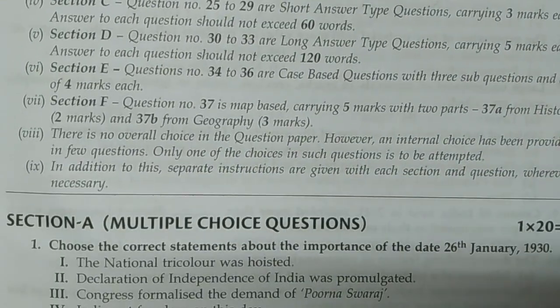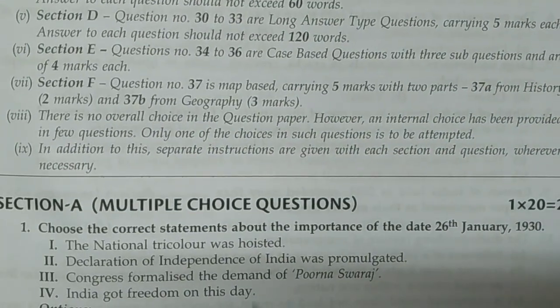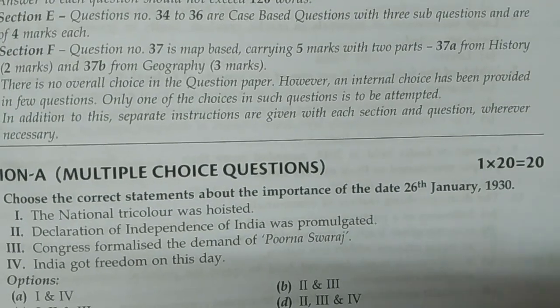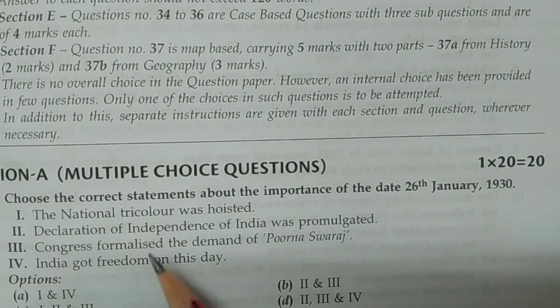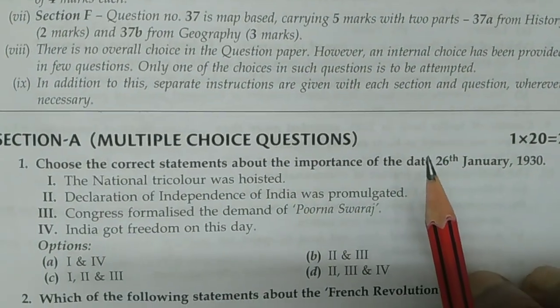We are starting with section A, and it's multiple choice questions. There are 20 questions and each question carries 1 mark, so total 20 marks. It's section A. So we can start from here.